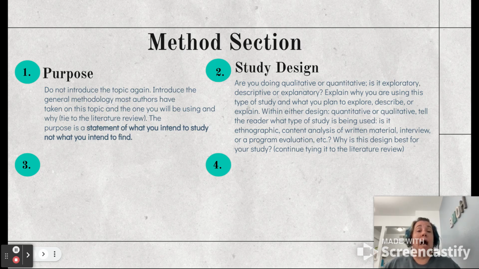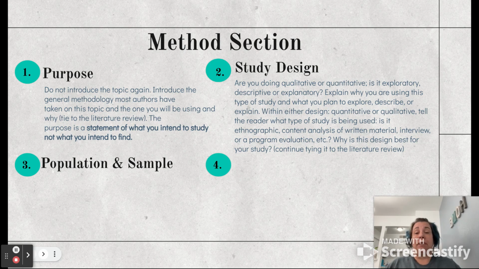So the design information is in Blackboard. So make sure you read through that and the chapters in the text to see which design best fits your study, because that's what you're going to explain in this section: what you're using and why. Why is this design the best design for your study?